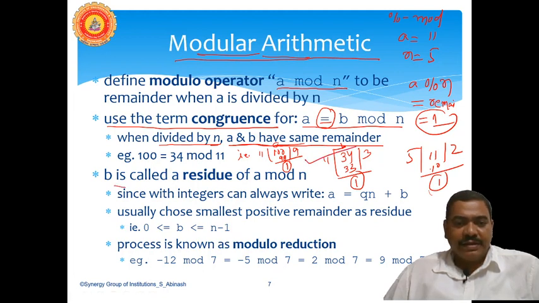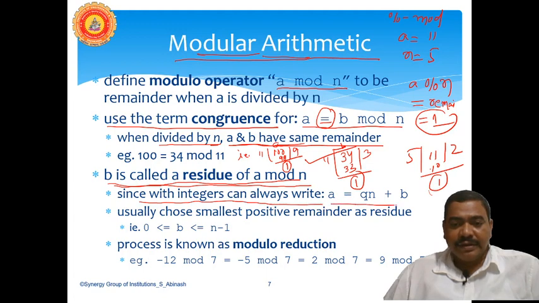B is called a residue of A mod n, since integers can always be written in this format: A is equal to Qn plus B. So we can call this a residue or remainder. Usually we choose the smallest positive remainder as the residue. That means the residue B must be greater than or equal to 0 and less than or equal to n minus 1, where n is the divisor.